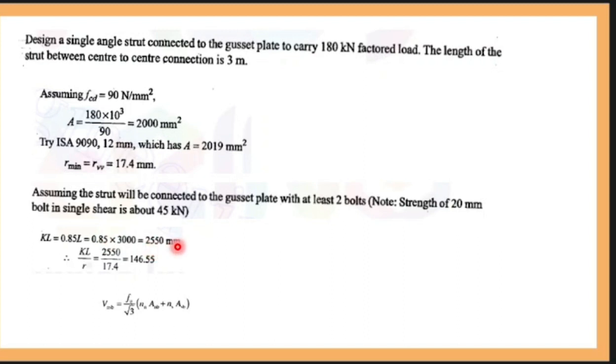2550 mm. Now what is the radius of gyration? R is 17.4. What is the slenderness ratio? If you divide these two values, you will be getting 146.55.